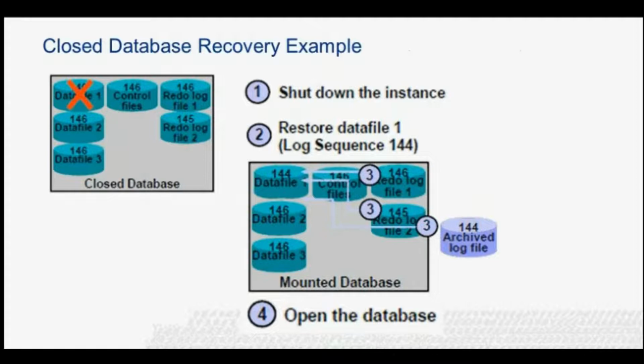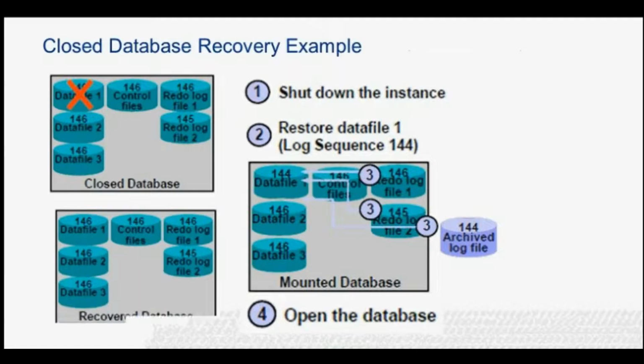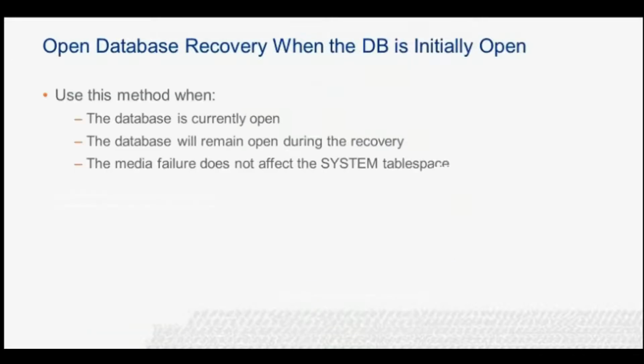To bring the data files to the point of failure, all needed archived logs and redo logs are applied. When recovery is finished, all data files are synchronized. Fourth step is to open the database with the alter database open command. We can now notify users that the database is available for use and tell them to re-enter any data that was not committed before the system failure. During this method of recovery, the database must be closed.